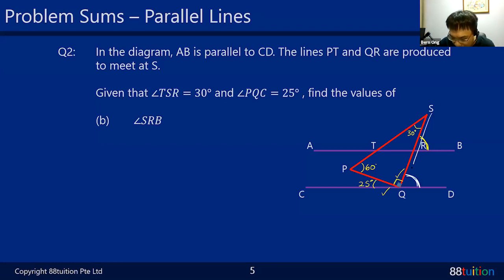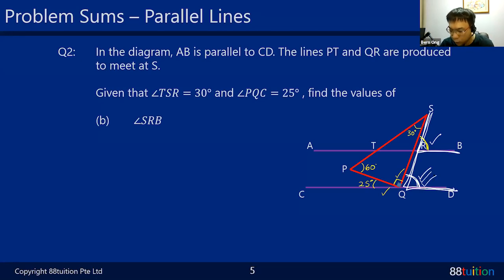Because I see the upside down F. You see the upside down F? I see the upside down F. So if I can find this angle, I can find this later. Can you see it now? So try to look for the Z, the F, and the U when there is a pair of parallel lines. Very helpful. So now I need to find this angle first.